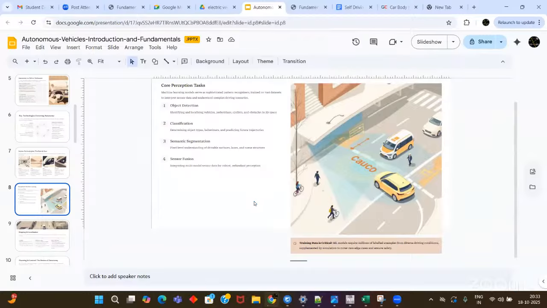So training data is critical. ML models require millions of labeled examples from diverse driving conditions, supplemented by simulation to cover rare edge cases and ensure safety. That is very important, right? Because your safety is very much needed in that sense. So your ML models require millions of labeled examples from diverse driving conditions, supplemented by simulations to cover rare edge cases and ensure safety.